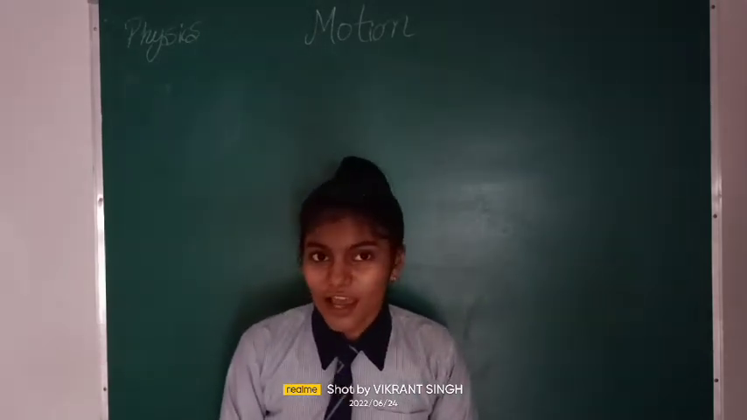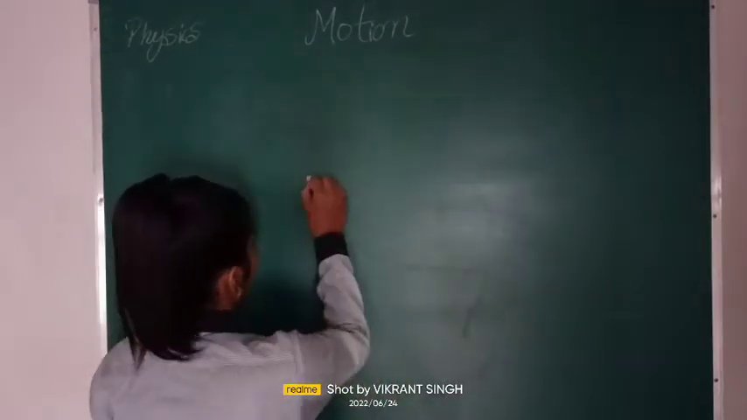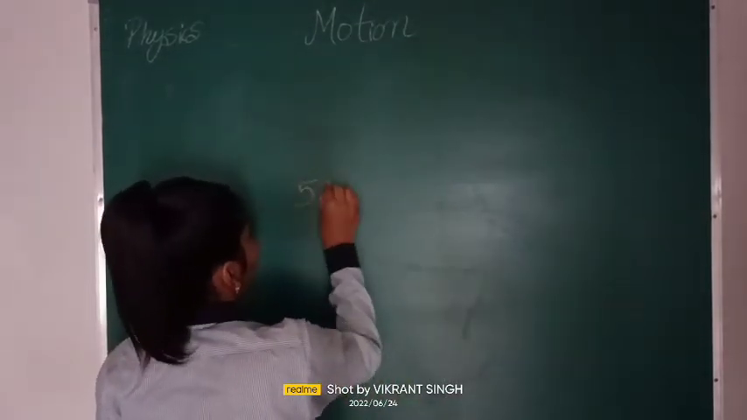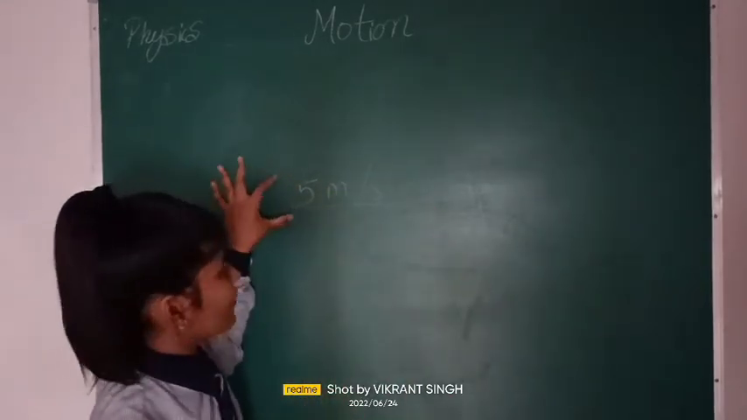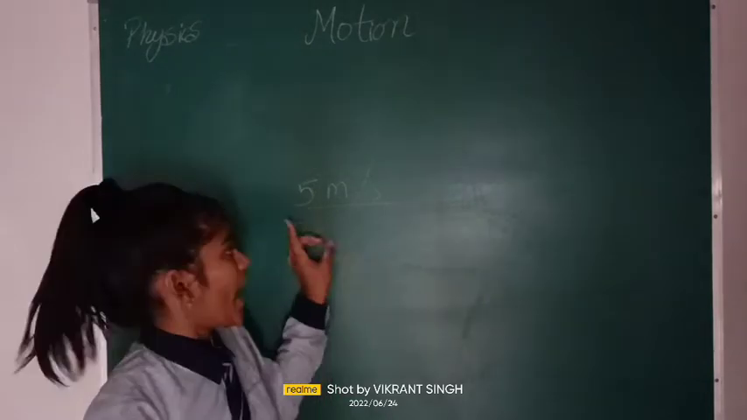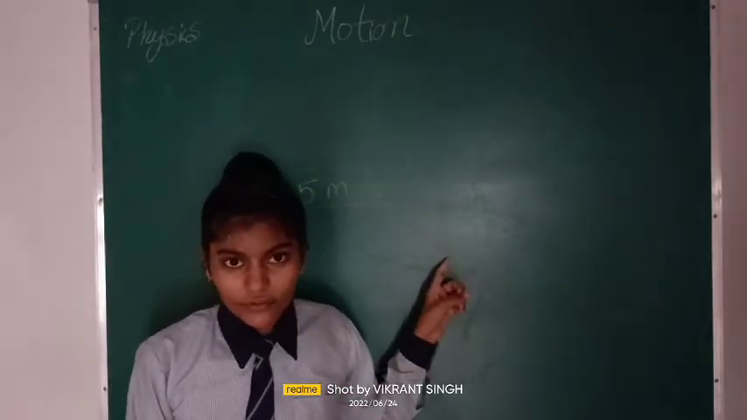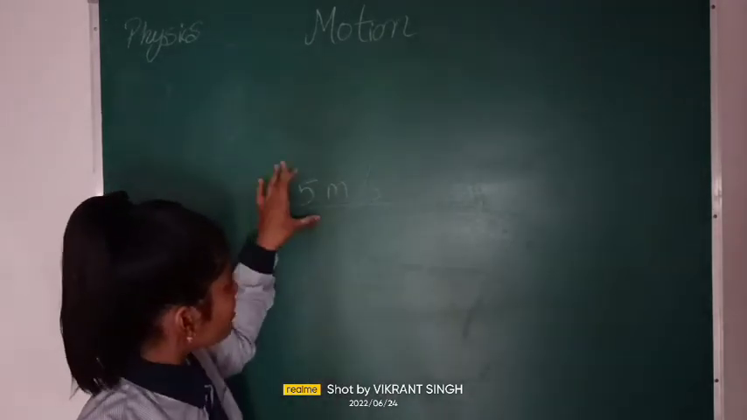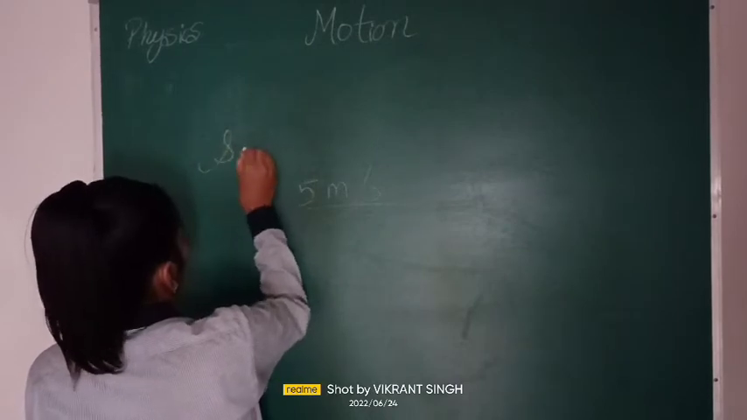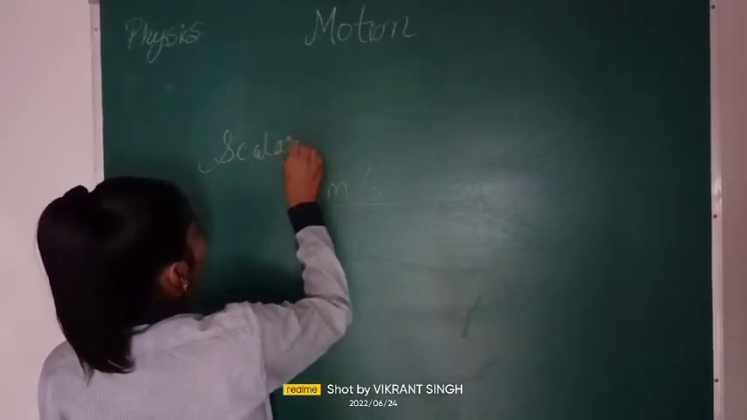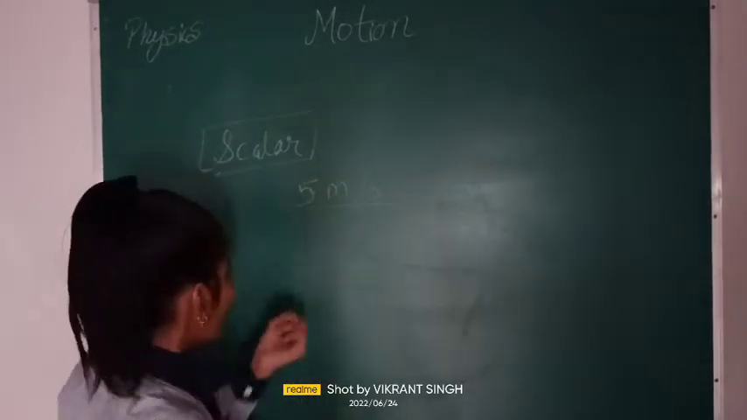Now first, what is magnitude? Magnitude is just the number. Let's suppose I'm giving you 5 meter per second. This is the speed simply. This 5 here is the magnitude, and meter per second is the unit of the speed. Got it? This is the magnitude. So scalar quantities only contain the magnitude. They don't require direction.